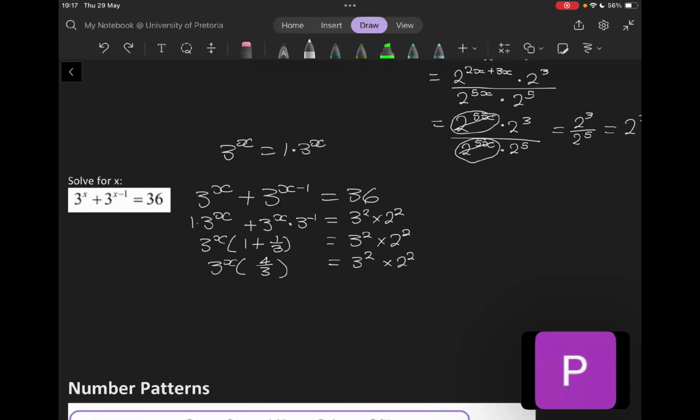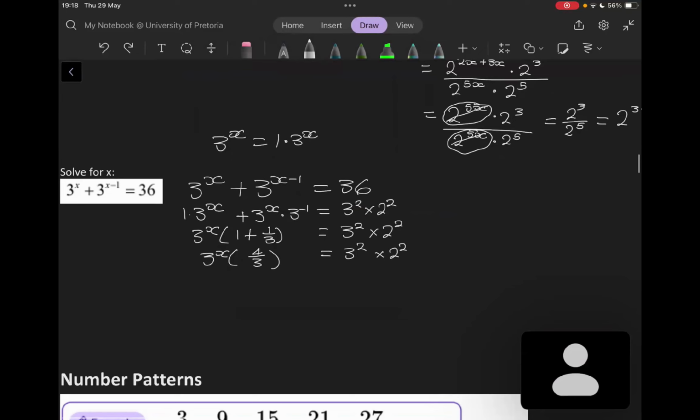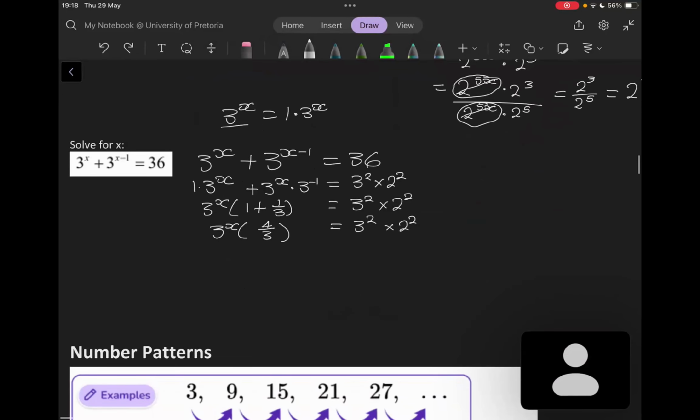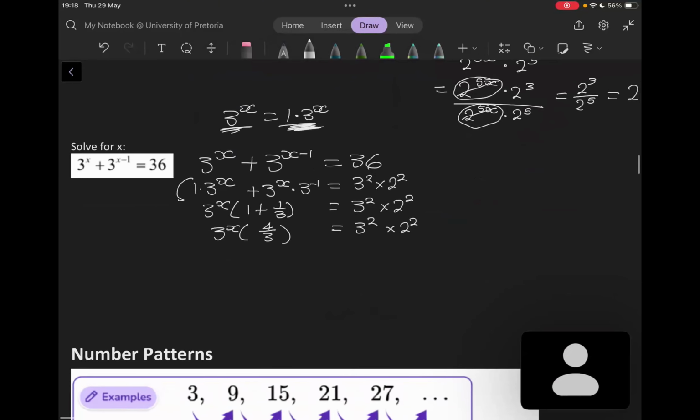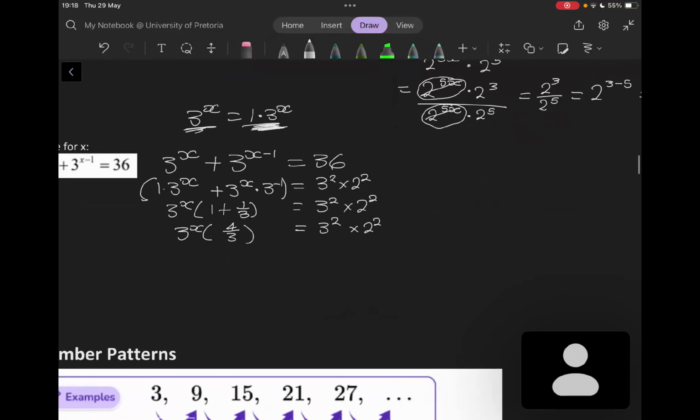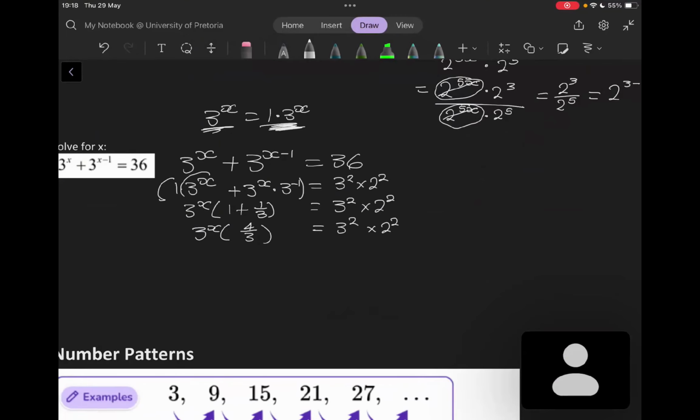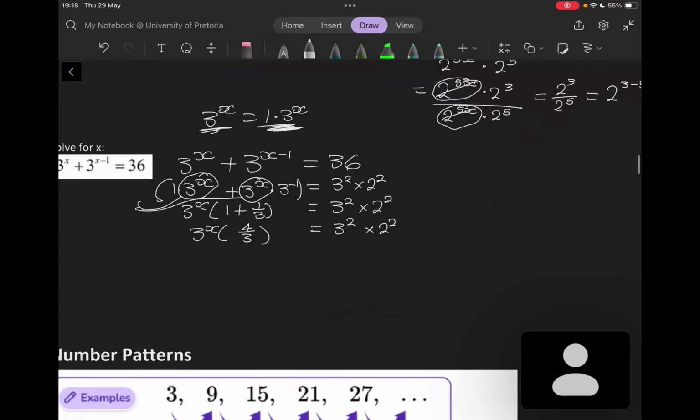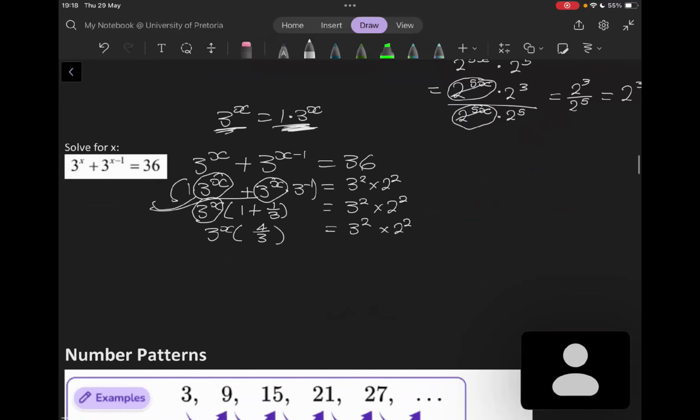Like I explained, 3 to the power of x is the same as 1 times 3 to the power of x, right? So for this over here, what I did was, because it's 1 multiplied by 3 to the power of x plus 3 to the power of x multiplied by 3 to the power of -1, I removed this common term. I took it out of the bracket, meaning we then get 3 to the power of x multiplied by, in brackets, 1 plus 1 over 3. 1 over 3 is the same as 3 to the power of -1.